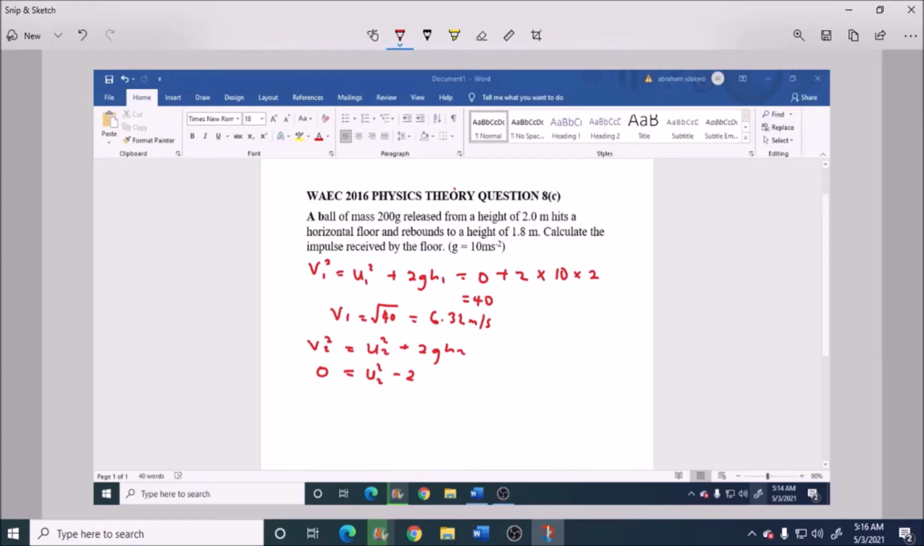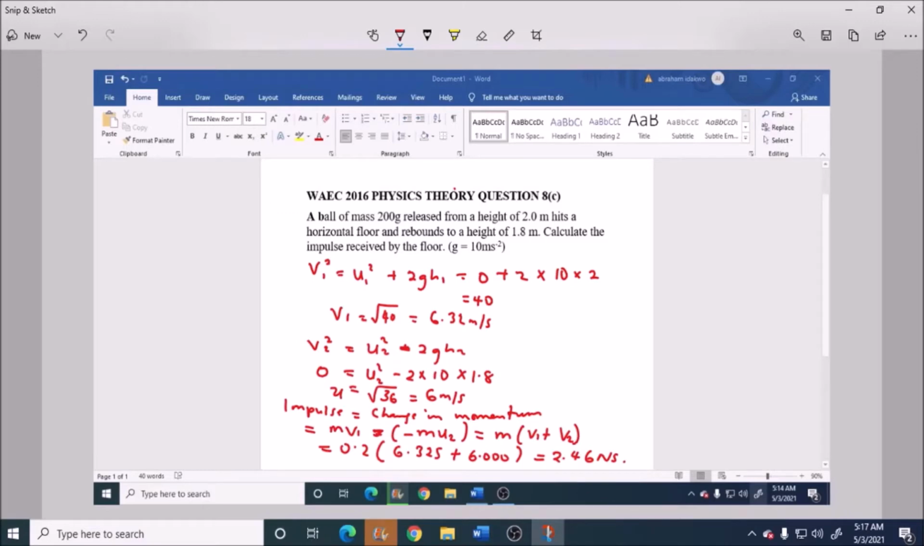Okay, so this will give us 0.2 into (6.325 plus 6.00). Okay, so this will result in 2.46 Newton seconds. So we have been able to calculate the impulse that is received by the floor. The impulse received by the floor is 2.46 Newton seconds.